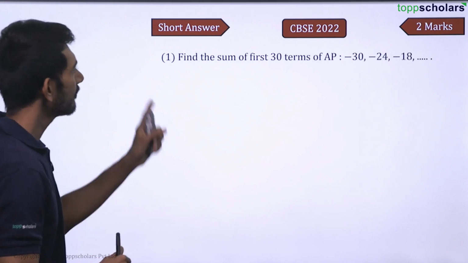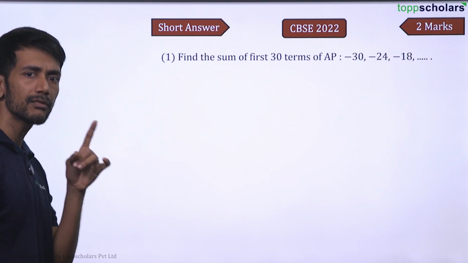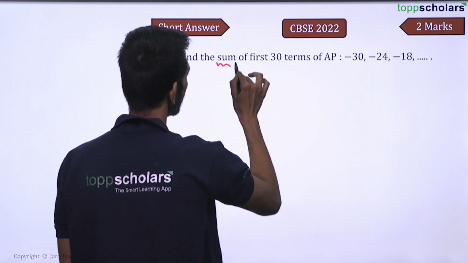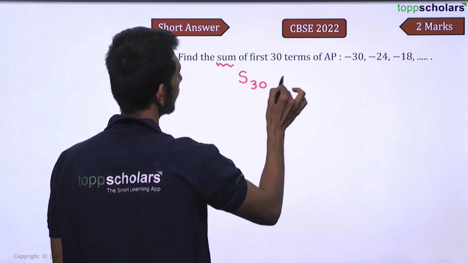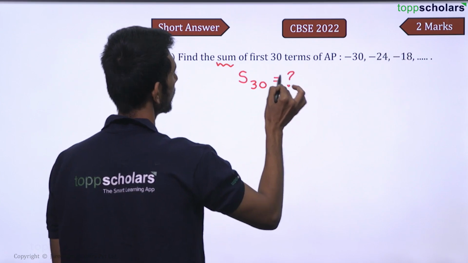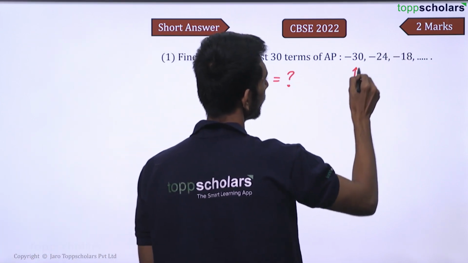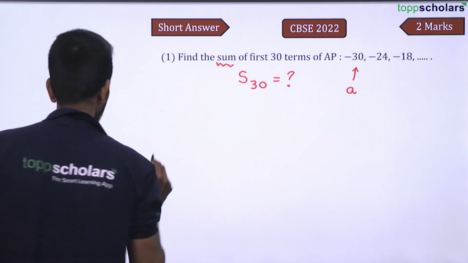It says, find the sum of first 30 terms of the AP. Very simple question. Sum of the first 30 terms. So can I say sum is S, first 30 terms, that is S30. So we are supposed to find out the sum of the first 30 terms of the AP, and this AP is given, where this is the first term, A is minus 30, and then so on, right?